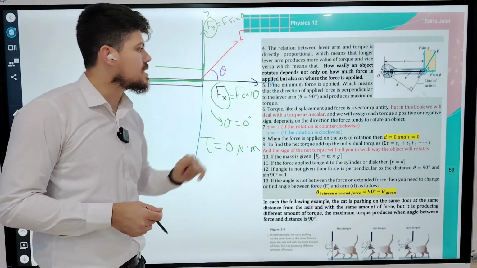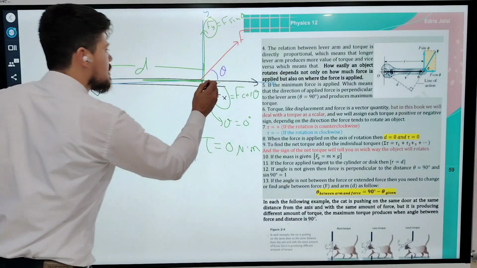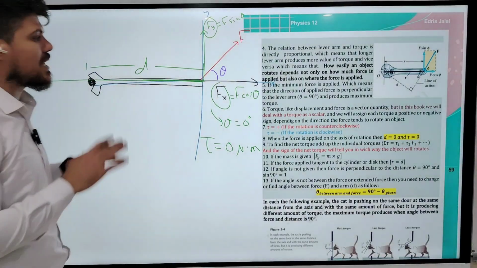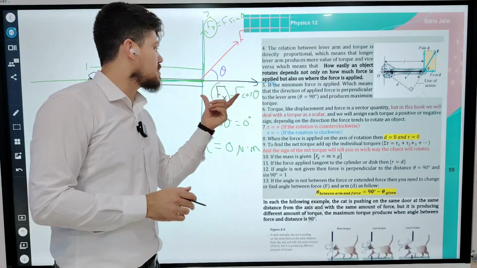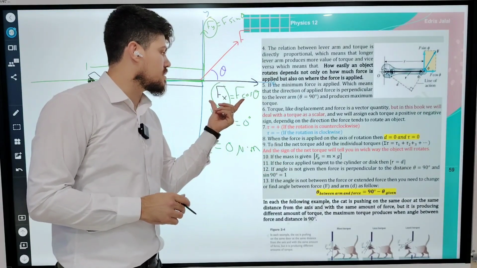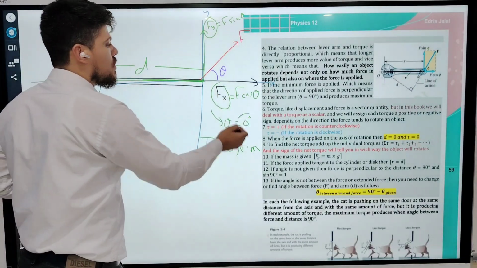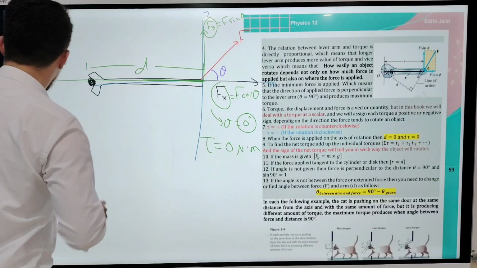Why? Because this force is parallel, or you can say because the extension of Fx passes through what? If you extend Fx, it passes through the axis of rotation. So that is why Fx cannot produce torque. Because this x component force has 0 degree with the distance, its torque is 0.